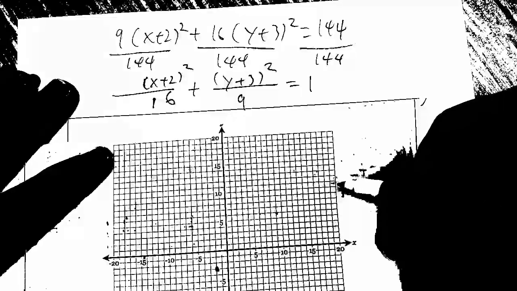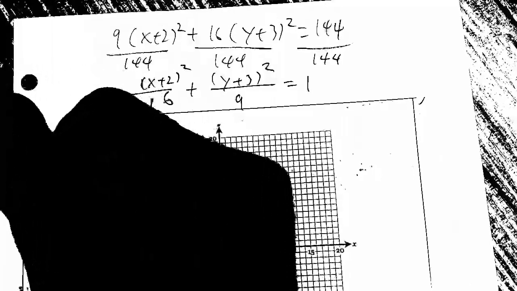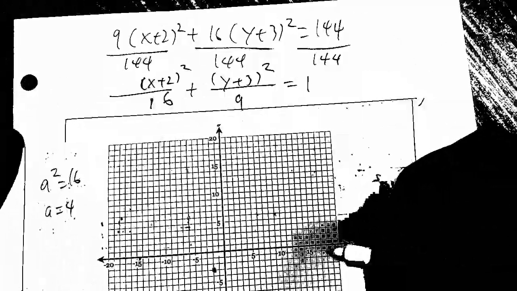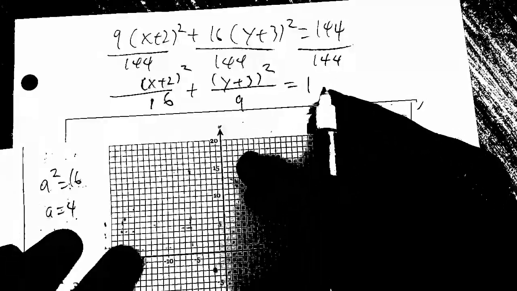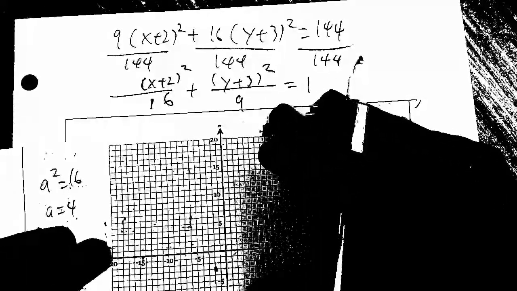What is my a squared going to be? 16. Thank you. A squared is going to be 16. That means a is 4. But we don't really need to know a if we're finding covertices. We just need to find b. You're absolutely right. I'm just going to do the whole thing just because.